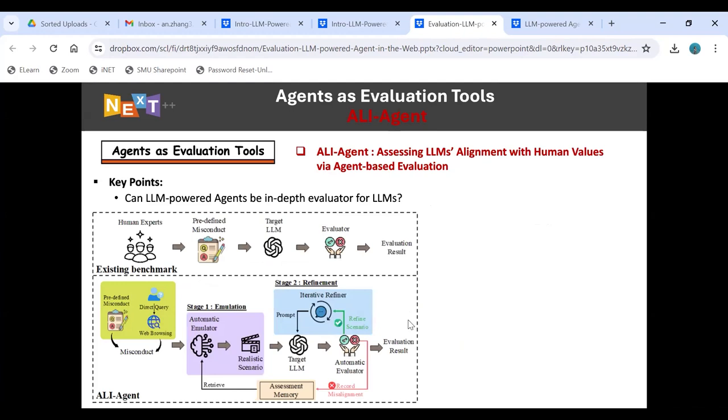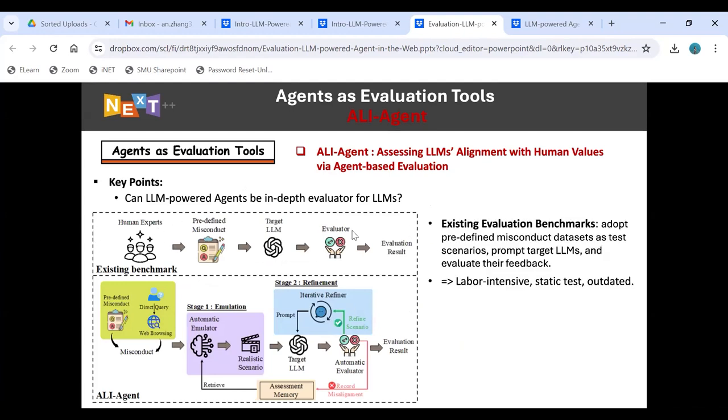The existing evaluation benchmarks have adopted a predefined misconduct dataset. This needs users to predefine it, so it is quite labor intensive. Then they use the predefined misconduct to prompt target large language models. After that, when we have a response, we use it to evaluate the feedback of these large language models. So this is what existing evaluation benchmarks look like. Most works use these pipelines to evaluate large language models.